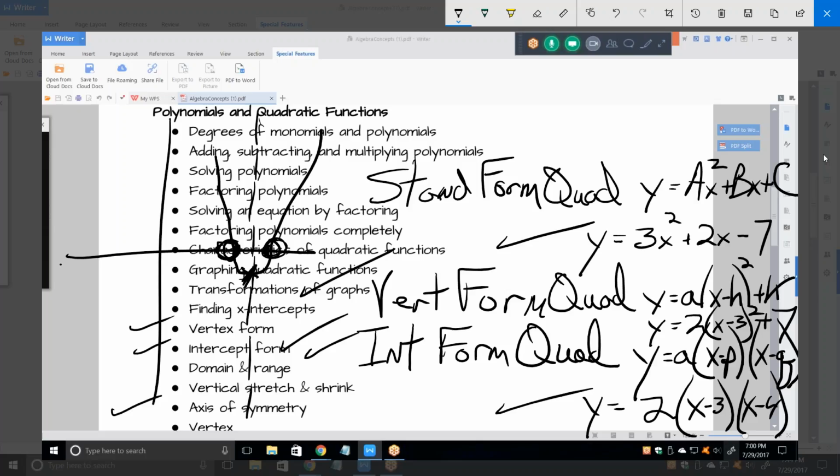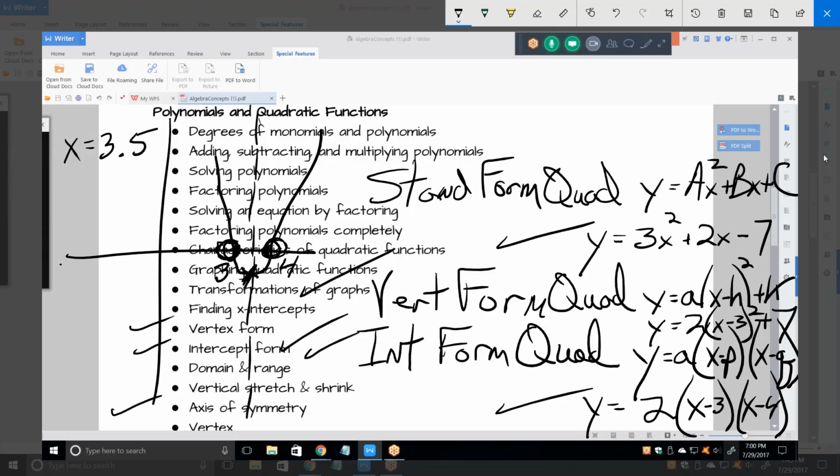Okay? Well, in the function I've given you down there, that point has an x coordinate of 3, that point has an x coordinate of 4. Where's the axis of symmetry? It's the vertex. It's halfway in between those two intercepts. It's at x equals 3.5.